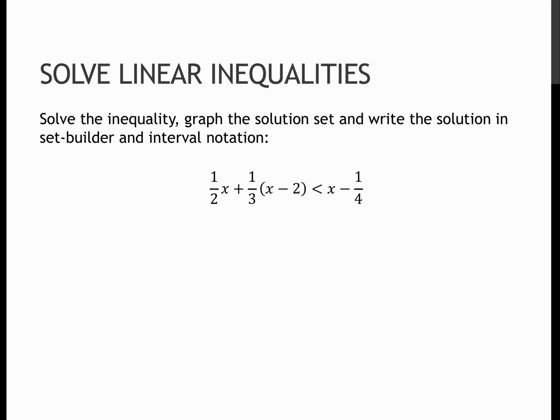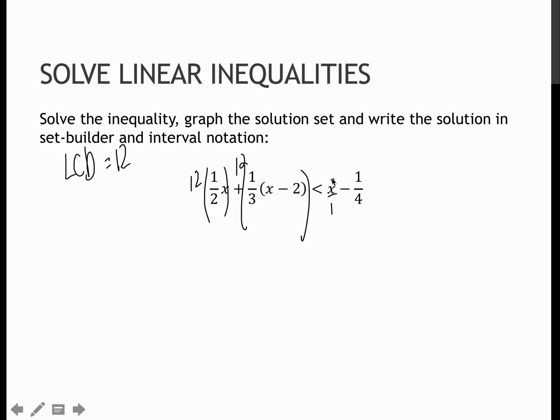For this inequality, we are going to use a clearing fractions technique. So I'm looking at the 1/2, the 1/3, the x, and the 1/4. So x, of course, has a denominator of 1. Looking at 2, 3, and 4, my least common denominator would be 12. So I'm going to take every value times 12.